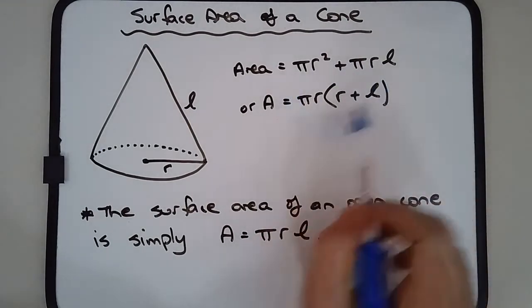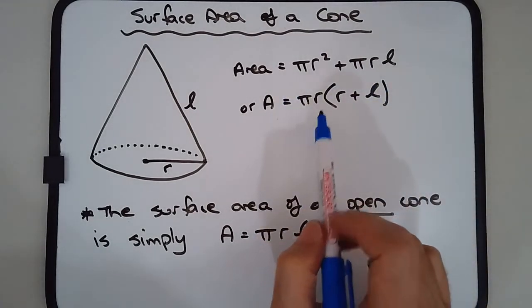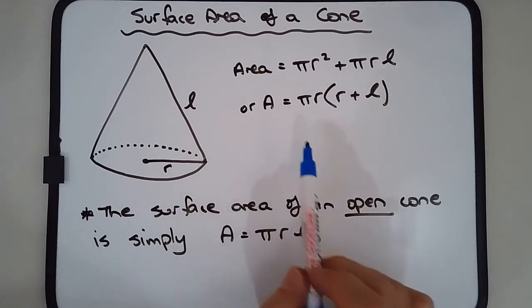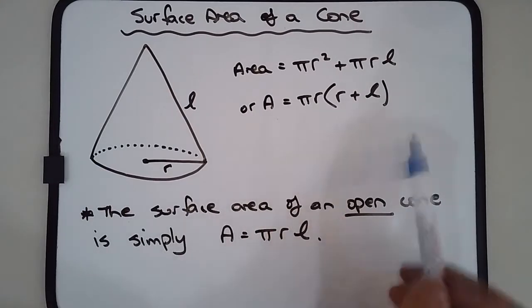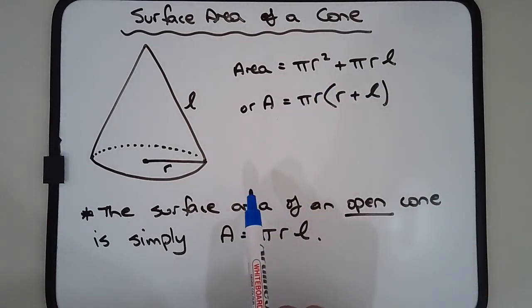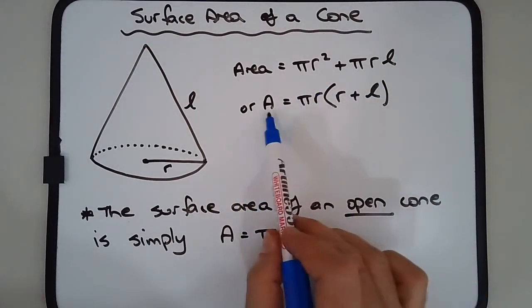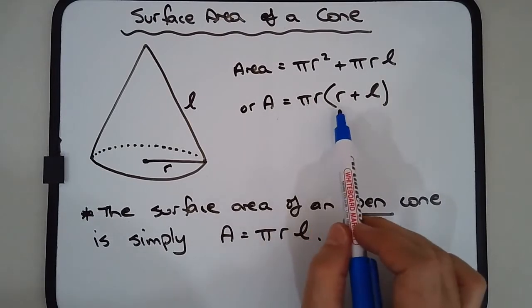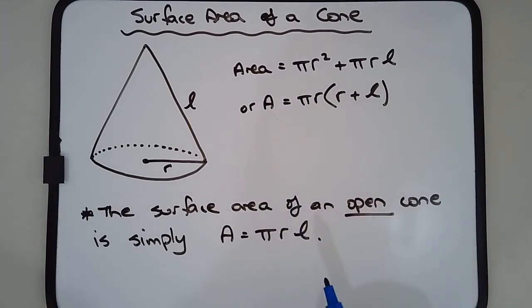Now, if you want to express this in factor form, so just a factorized version of this, it might be a little bit quicker when performing a calculation. Just factorize pi r out of the formula, so area is equal to pi r outside of r plus L.